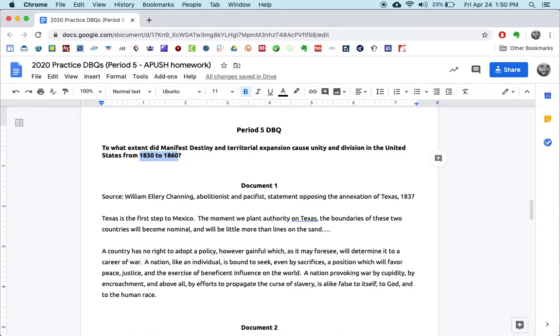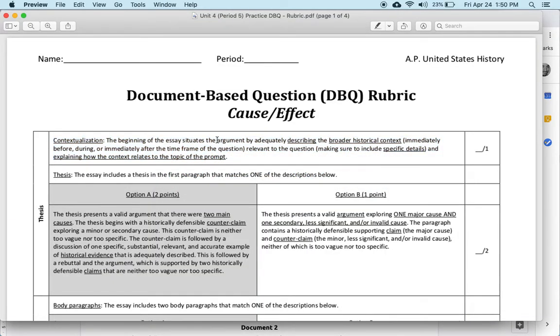and you have to explain how the context relates to the topic of the prompt. So you can't just say, hey, during this time there were reform movements. Okay, on to westward expansion and the topic. You have to make the connection. You have to explain to the reader why you're talking about this specific thing in connection with this topic. So this is all very tricky, which is why people have a hard time with it.